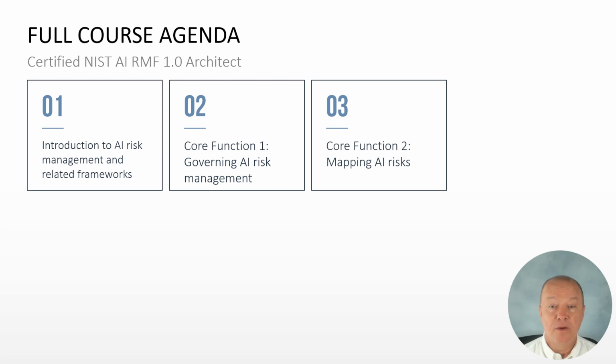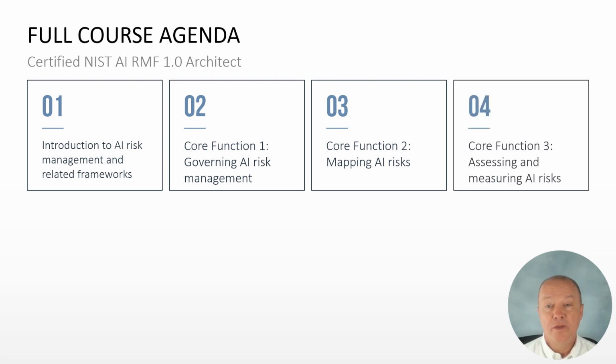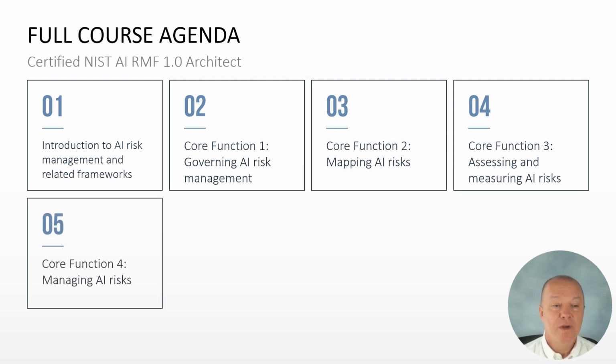We'll follow that with core function number 2, where we map AI risk. We'll then move on to core function number 3, assessing and measuring AI risk. And then we will continue to core function number 4, where we learn to manage those AI risks.